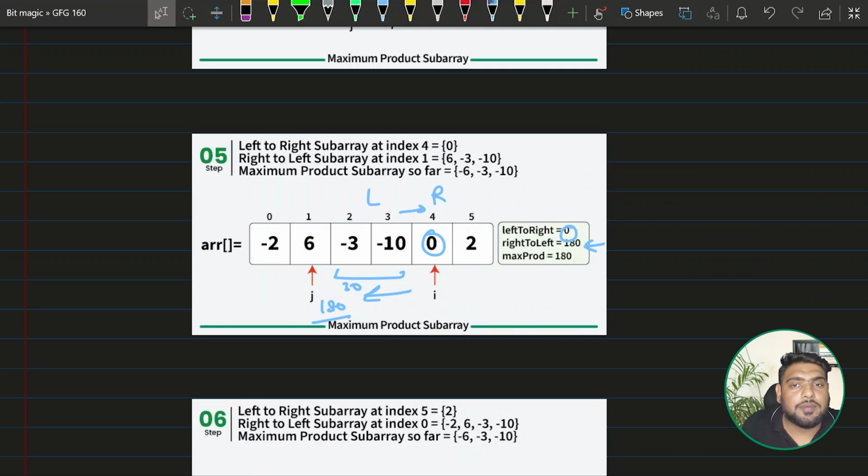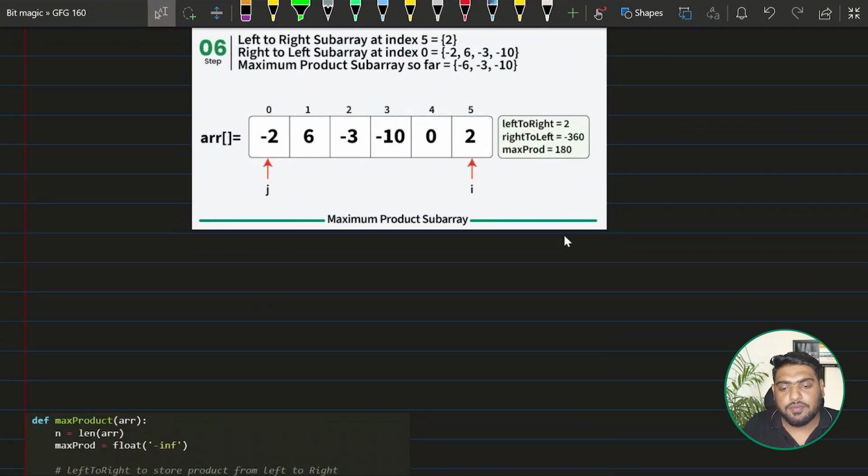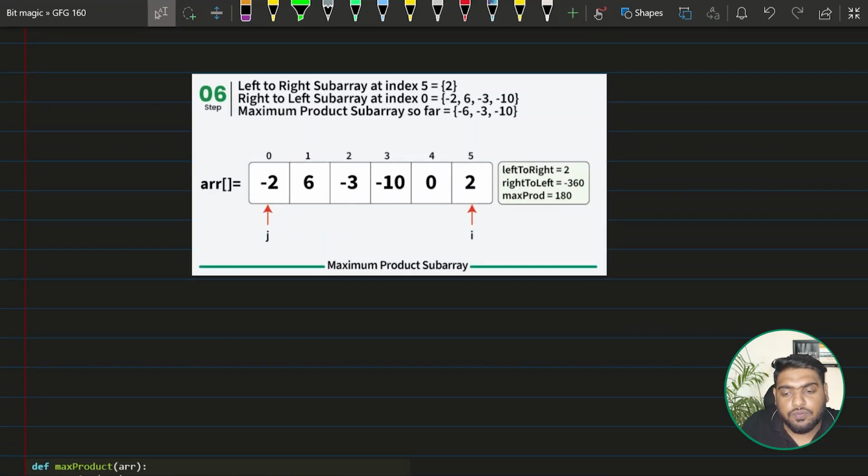My right to left would become 0. Maximizing max product, I know 180 would be the new value for it. Going ahead, now I have negative 2 and this positive 2. So far, I had 180, a positive 180. But when I included negative 2 to it, it became negative 360. We cannot update this value yet.